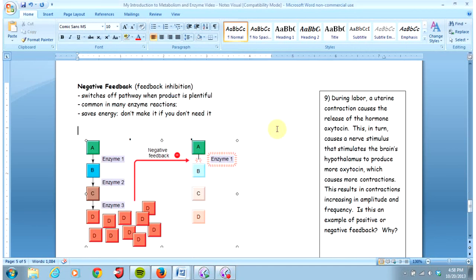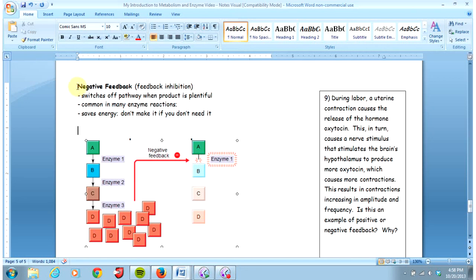In a reaction or a series of reactions that involve enzymes, sometimes the product of the reactions will inhibit one of the enzymes, so the reaction doesn't continue to occur. Sometimes the product of the reaction will stimulate the enzyme so that even more product is made.